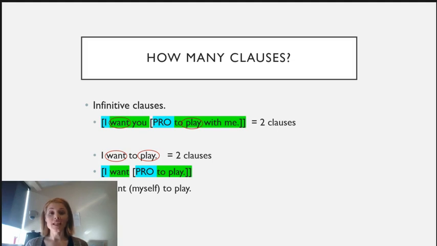All right, so go ahead and practice identifying clauses in the next quiz. And then when you've got that down, we'll move on to the next lecture where we'll talk about complement clauses.